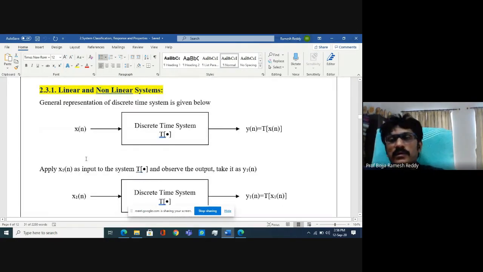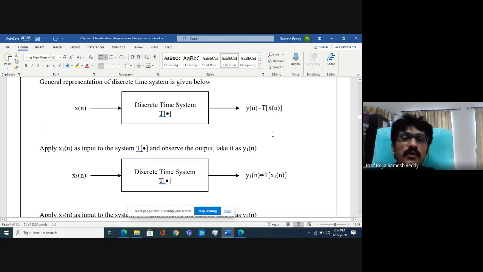Okay, coming to the first one, linear and non-linear system. Here testing is a very simple procedure. If we know the system T dot having some input x of n and output y of n, this is our assumption. Initially, we are assuming x of n is input to the system. We are giving some input and we are getting some output y of n. That y of n is always of the form transformation of input, that is x of n, called the output of a system.